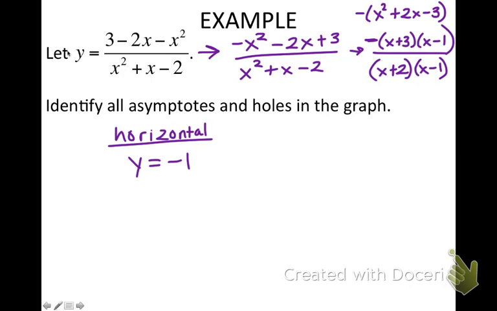Do you have any linear factors in common? Yes, I have an x minus 1 in common. So that means I'm going to have a hole at that excluded value. When we get to the graphing, I'll show you what that means. Just right now, know it's going to be a hole.